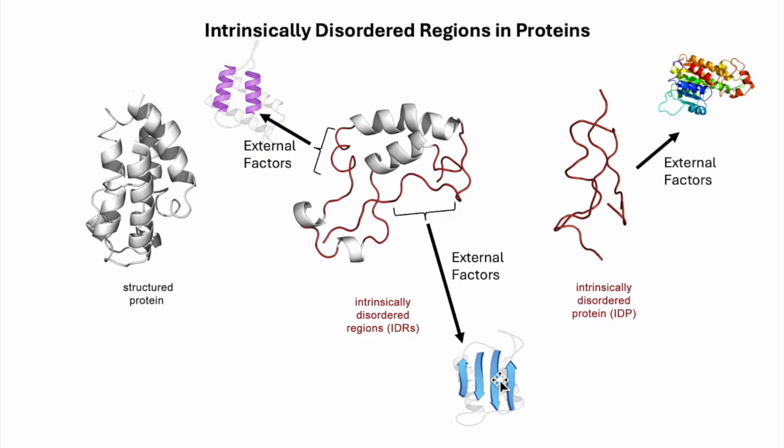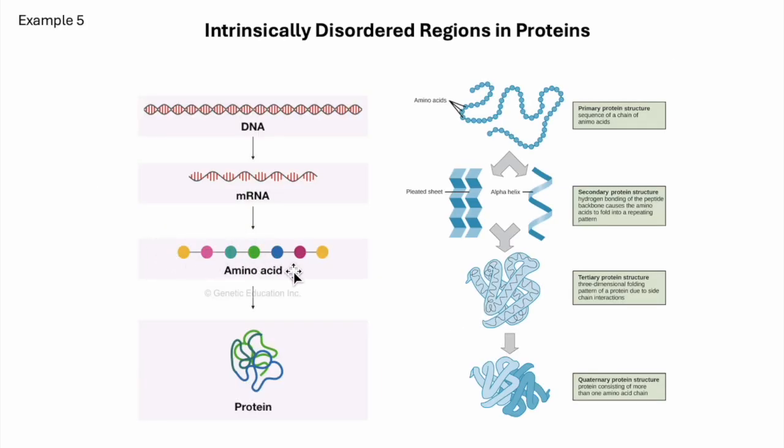This means that the full set of instructions for protein folding is not stored in the primary sequence. So this is the primary sequence. If the full set of instructions is not stored in the primary sequence, that means it's also not stored in DNA, because the information for the primary sequence comes from the DNA.